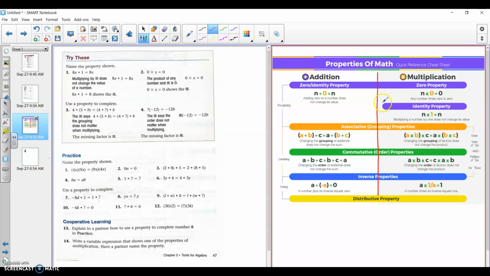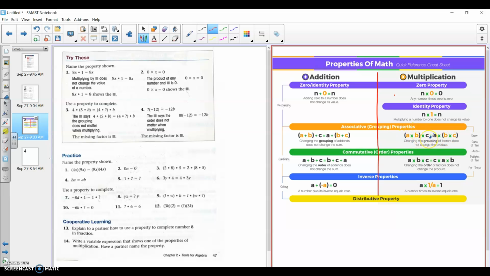Now, the reason I bring this up is because today you're still going to deal with the identity property. The zero property is the new one. Notice the identity property does not go over here to the addition side, because that's really the zero property of addition.